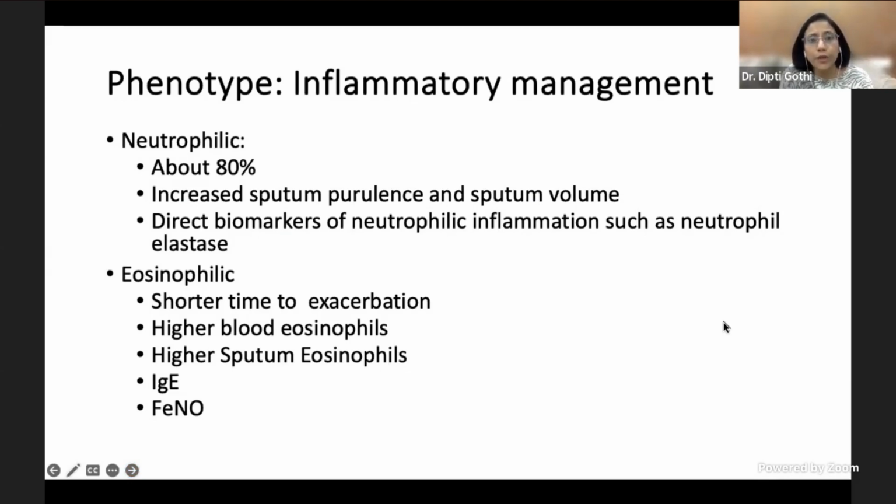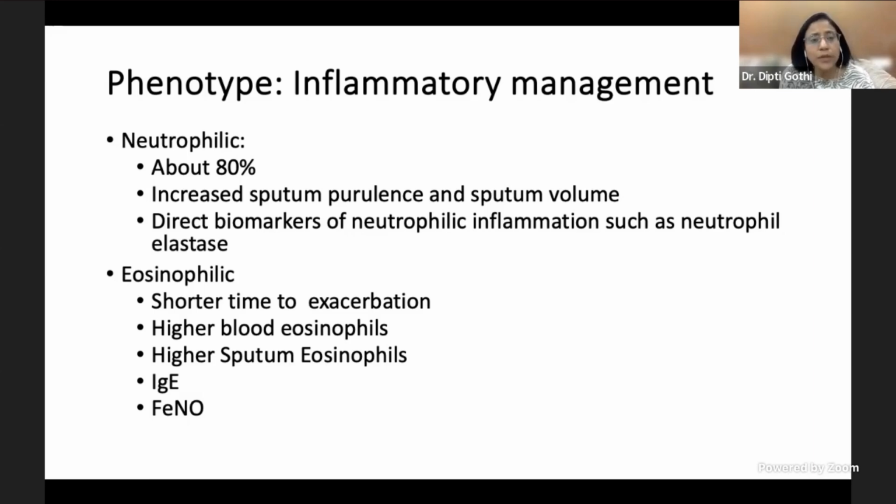Now, another facet of phenotyping is the inflammatory part. The inflammatory part can be either neutrophilic or eosinophilic inflammation. Most of the cases are neutrophilic inflammation, and they usually have sputum purulence or volume, which is a problem with them. One can use what is called neutrophil elastase in diagnosing whether it is a neutrophilic inflammation, though, as I said, it is not easily available. At least you can do a sputum examination and check whether it is neutrophil predominant or not.